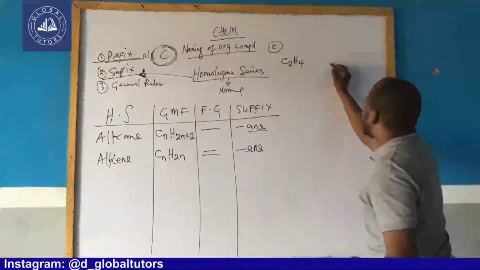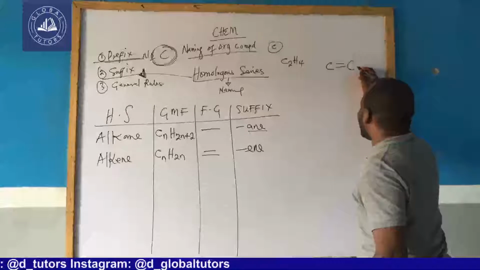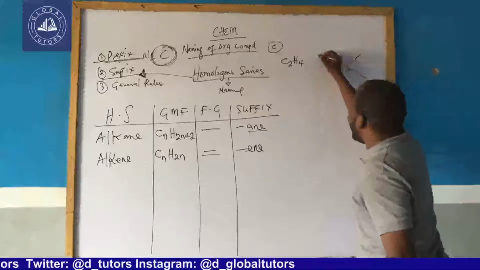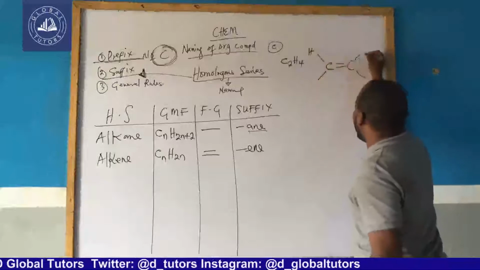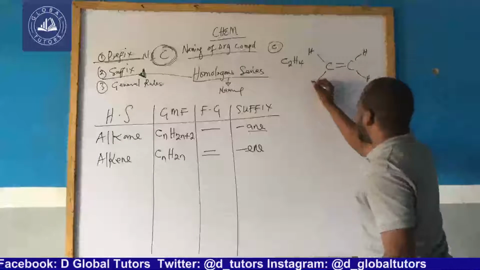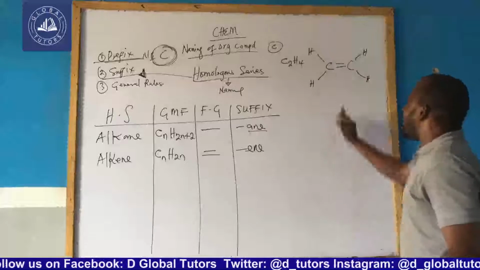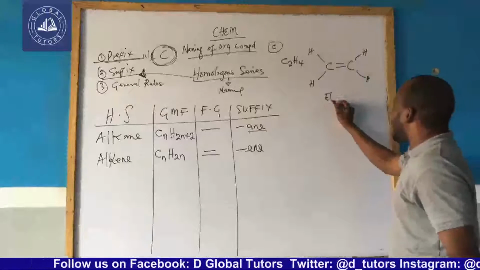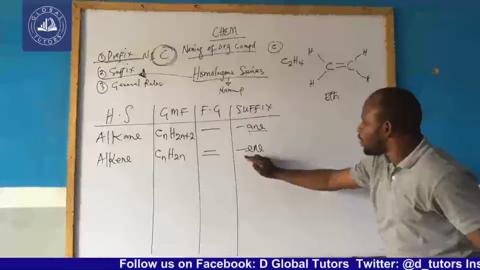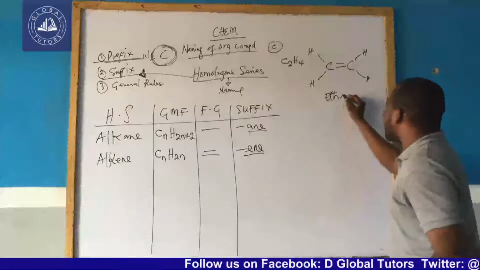So if you want to draw it, you have C double bond C, then you have H, H, H, H. So you have H here, you have H here, you have H here, you have H here. Now, 2 number of carbon is what? Eth. Then you put the family -ene, that's ethene.